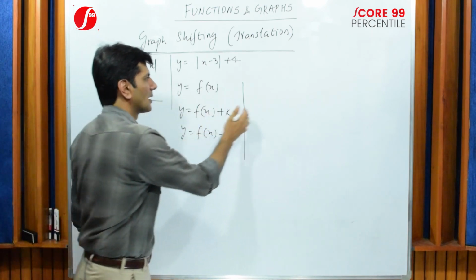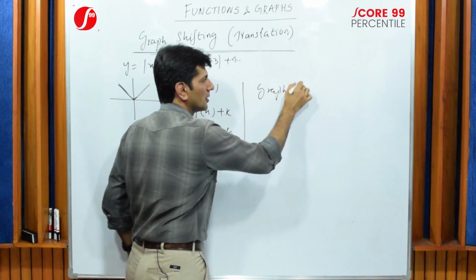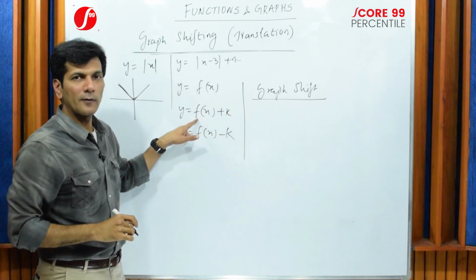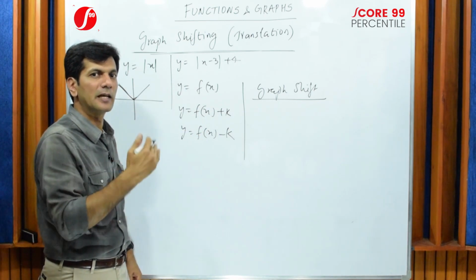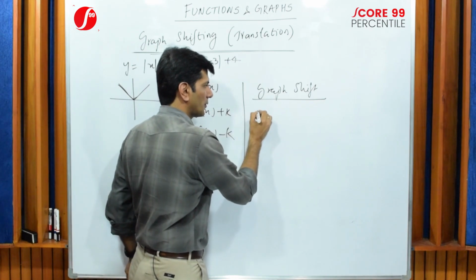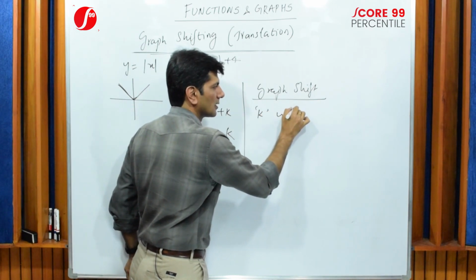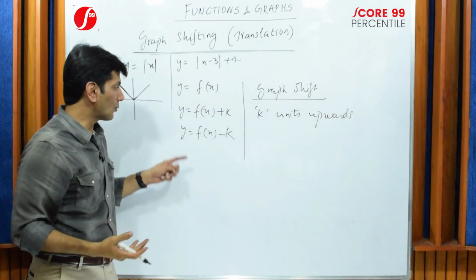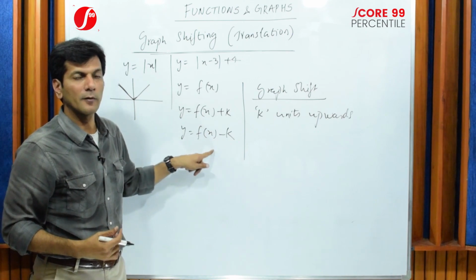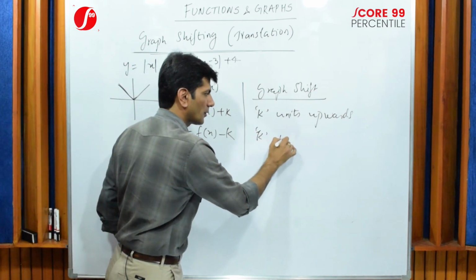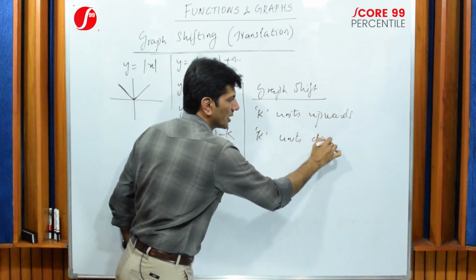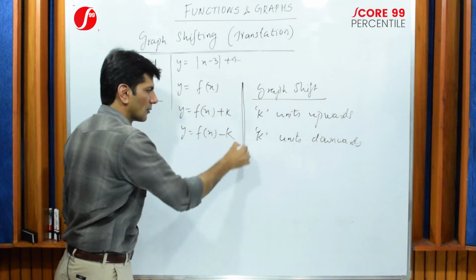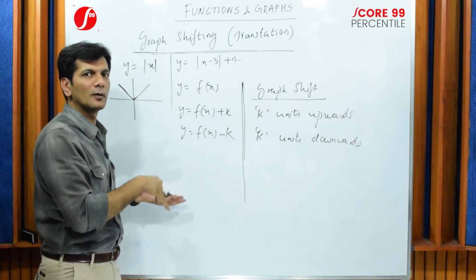How does it happen? Now the graph shifts. How do you shift your graph? When you add a constant to f of x, remember your graph shifts by k units upwards. So now I really don't need to tell you what happens when you subtract a constant from f of x. This will shift k units downwards. Now this is when you are adding a constant to a function.